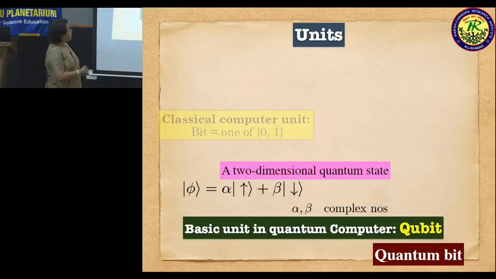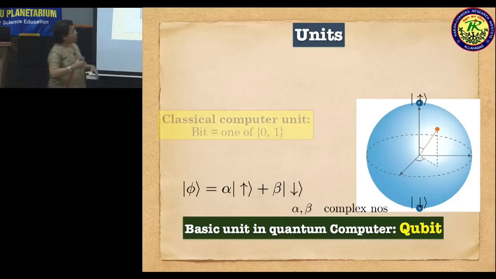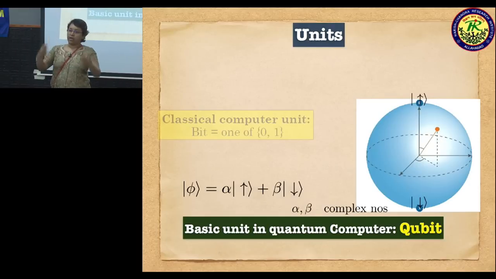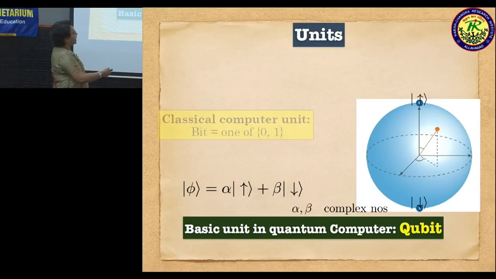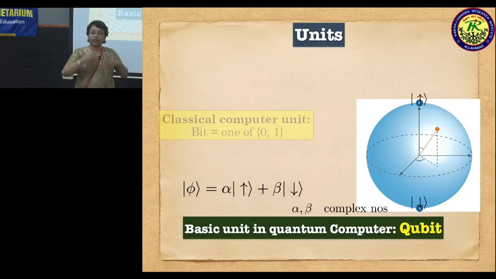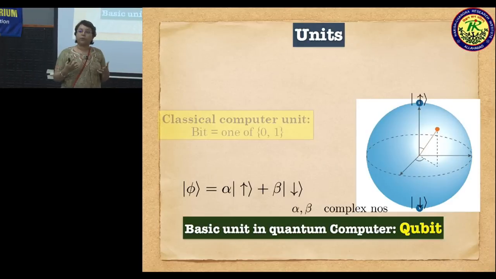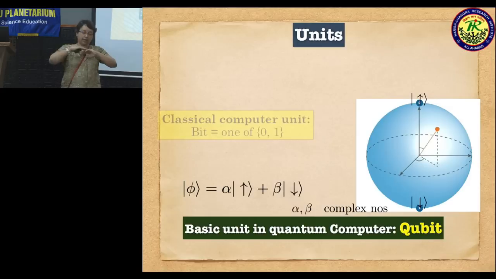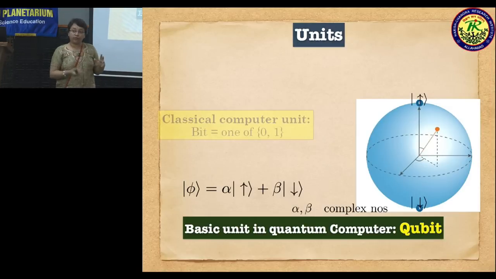It can be represented like that, where this up and down is the up and down spin of a spin-half particle. This alpha, beta are complex numbers. So geometrically, if we want to imagine what a qubit is, you can think of a sphere where the poles are up and down, and all the points on the surface of the sphere represent the qubit. So any arbitrary two-dimensional quantum state can be thought of as lying on the surface of this sphere.